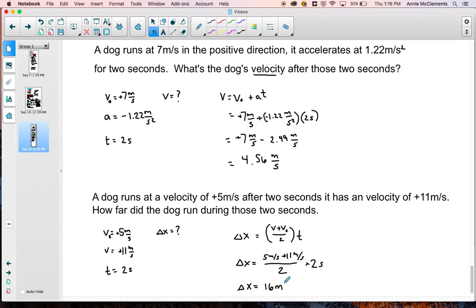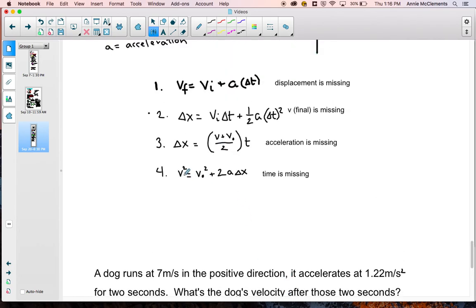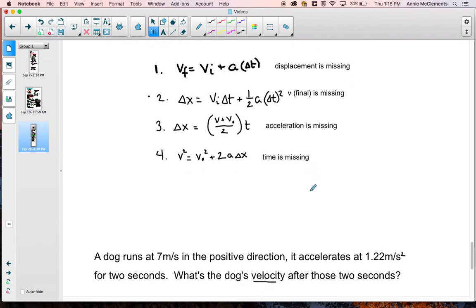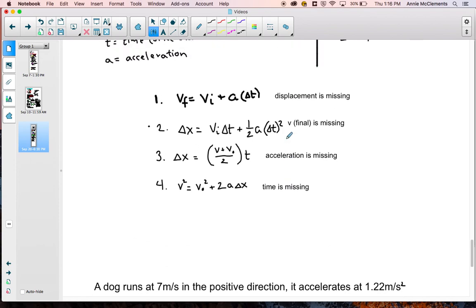Okay, so these equations make your life super easy as long as you can figure out the correct one to use. I would recommend copying these equations into your notebook with this little note of what's missing. If you can figure out what's missing from the equation and you can figure out what's missing from your word problem, it's pretty easy to pick which equation is best to use.